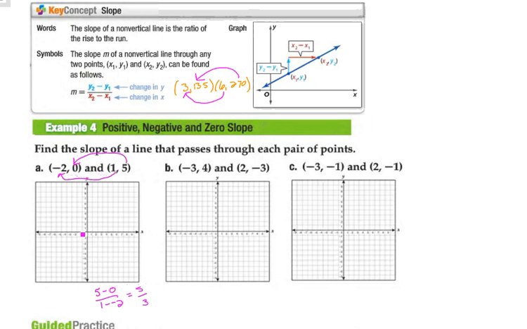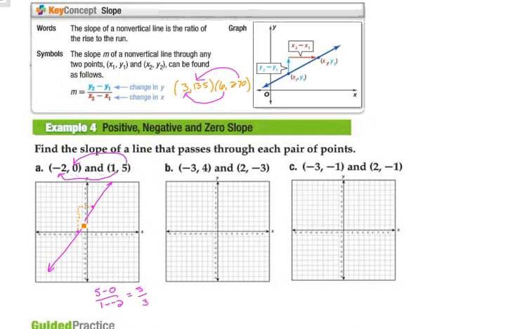Let's go ahead and plot this. Negative 2, 0, and 1, 5. On this, I tell the students to start from that left one, and I'm going to figure out how far I rose and how far I ran, because again, it's rise over run. I went up 1, 2, 3, 4, 5. I went over 1, 2, 3 between those 2 points. So did I get a slope of 5/3? Yes.